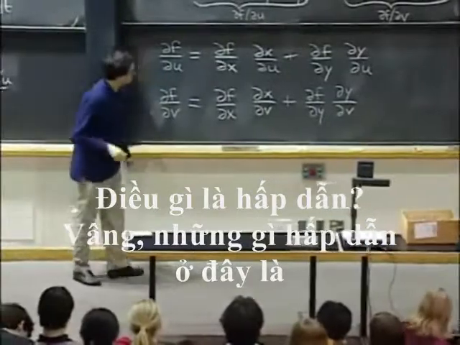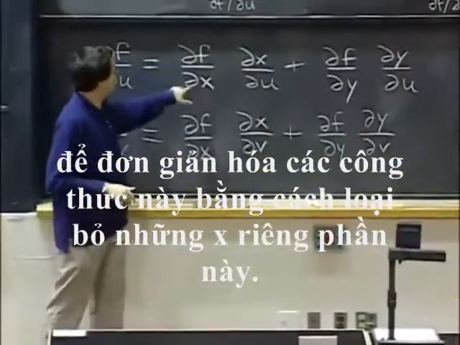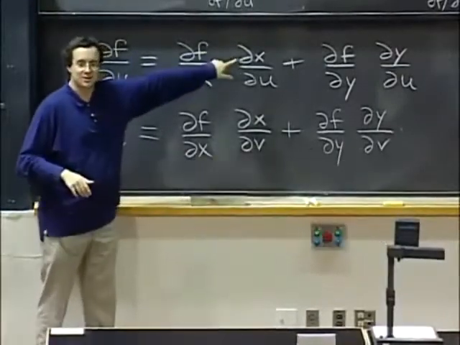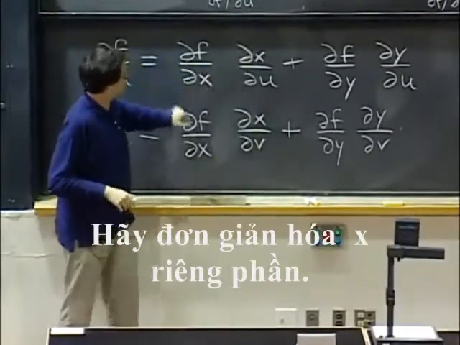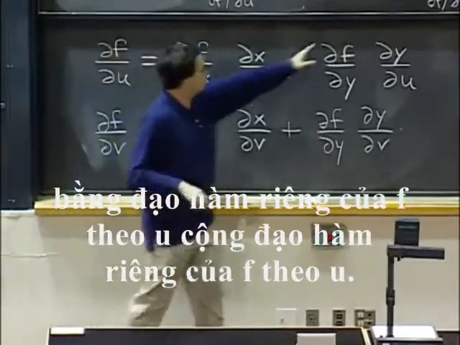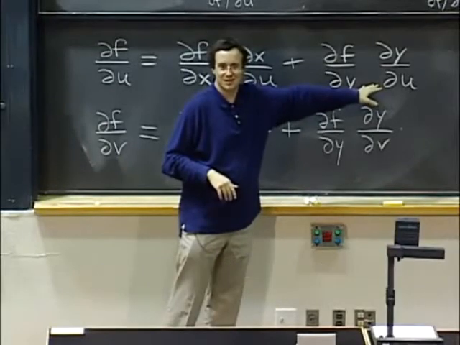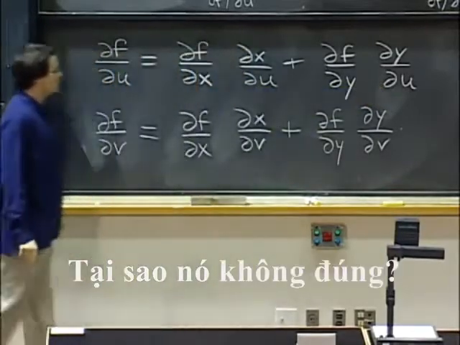So what is tempting? Well, what's tempting here would be to simplify these formulas by removing these partial x's. So let's simplify by partial x. Let's simplify by partial y. We get partial f partial u equals partial f partial u plus partial f partial u. Something is not working properly. Okay? So why doesn't it work?